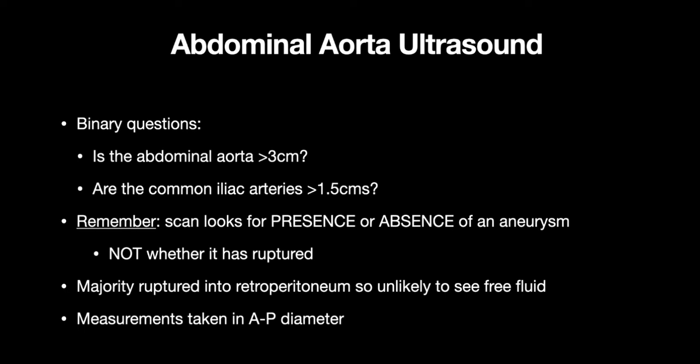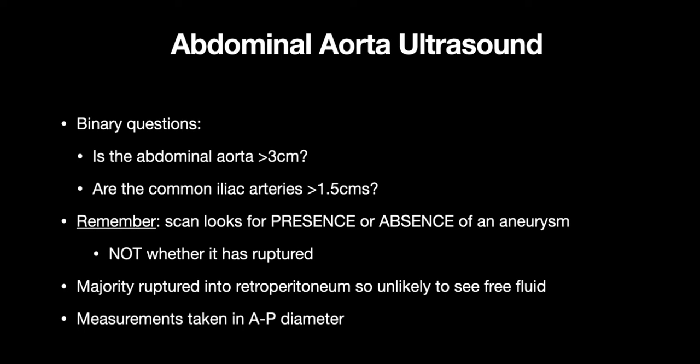Now, the majority of aneurysms, when they do rupture, they rupture retroperitoneal. So it's unlikely that you're going to see free fluid. However, you can also look using the FAST views, just like you would in trauma, for free fluid in the intraperitoneal space. However, you just have to remember that, as we've mentioned, they mostly rupture retroperitoneal, and this space isn't visualized very well with ultrasound, so likely you won't see any fluid even if it is there.